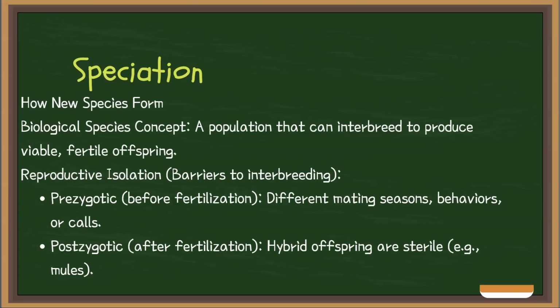Speciation. This is how new species form. The biological species concept is a population that can interbreed to produce viable and fertile offspring. Reproductive isolation: there are barriers to interbreeding. Prezygotic, before fertilization, such as different mating seasons, behaviors, or calls. Postzygotic, after fertilization, is when hybrid offspring are sterile, like mules.